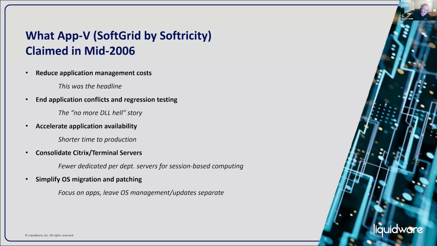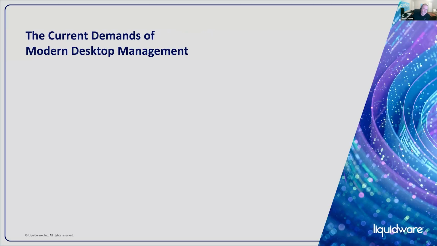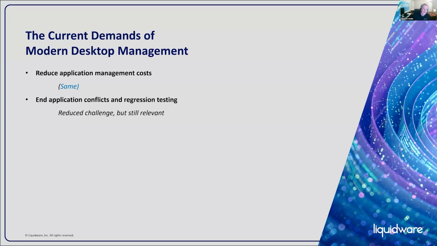And it's interesting to look at that because if we talk about where we are today, we're still talking about reducing application management costs. We're still talking about ending application conflicts in some cases, running side-by-side apps. And that challenge has been reduced over the years because of things being solved in the industry and different versions of the OS looking at applications in a different way. But it's still relevant in edge use cases.